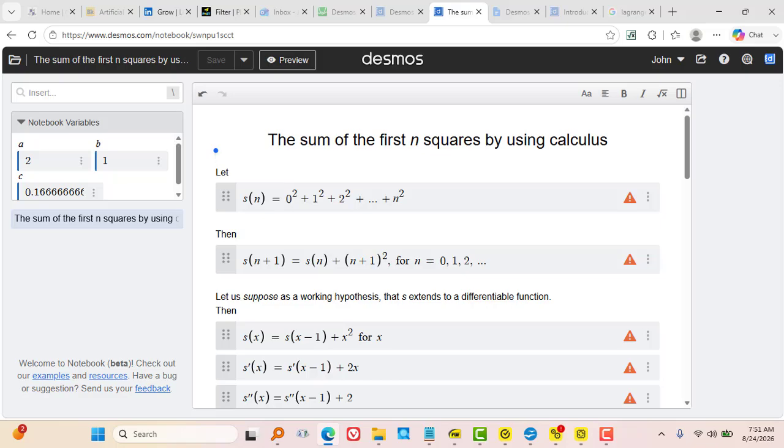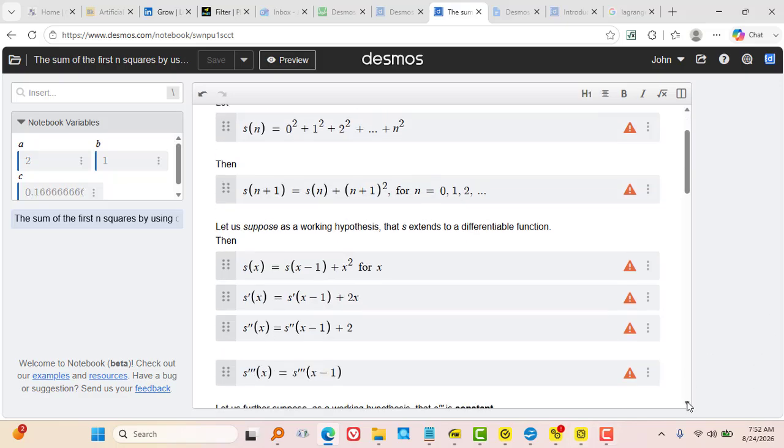So the sum of the first n squares is going to be 0 squared plus 1 squared dot dot dot plus n squared. We're going to throw 0 squared in there for convenience. It just makes the subsequent work a little bit easier. So then the defining relation is that next relation. The sum of the first n plus 1 squares is the sum of the first n squares plus the square of the next number. So that defining relation is a recursion relation, a rather simple one.